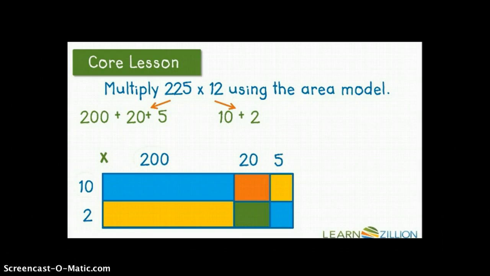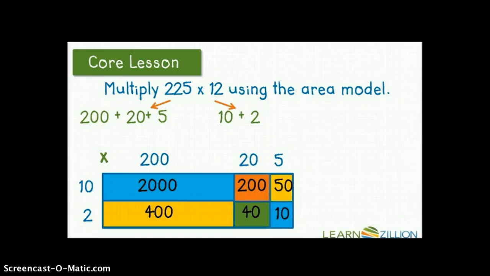Now we have 200 times 10. Again, we could say 2 times 1 is 2, and we need to add the 3 zeros to create 2,000. 200 groups of 10 is 2,000. 200 times 2 would be 400. We would double 200 because we have 2 groups of 200. 10 groups of 20, again, is 200. And if we double 20, or 20 times 2, we get 40. 5 times 10 is 50, and 5 times 2 is 10.